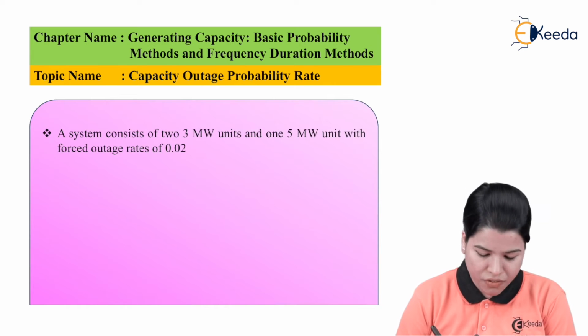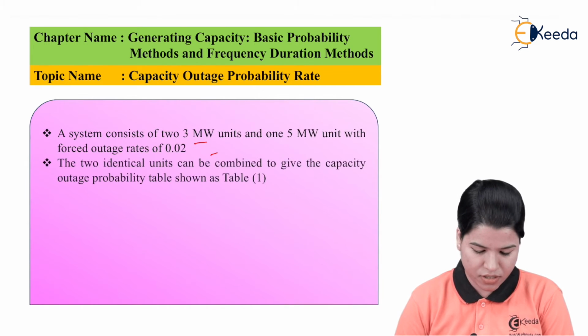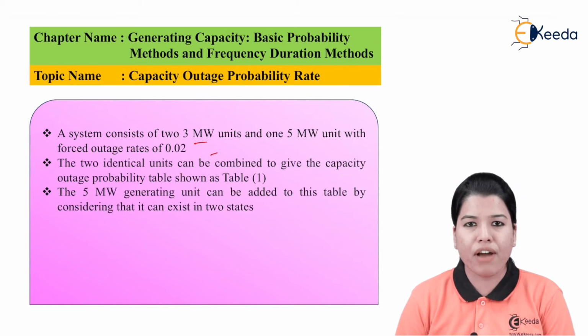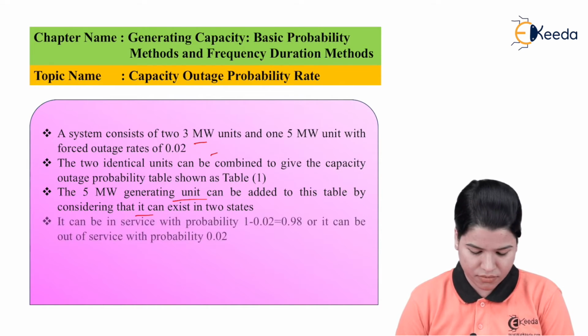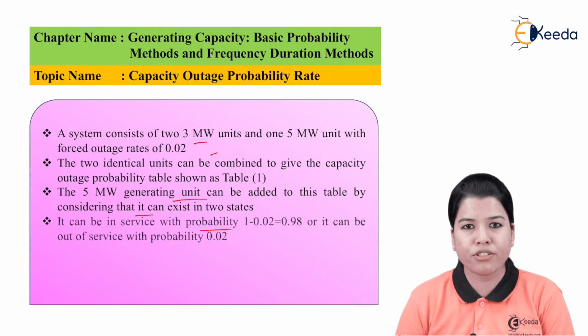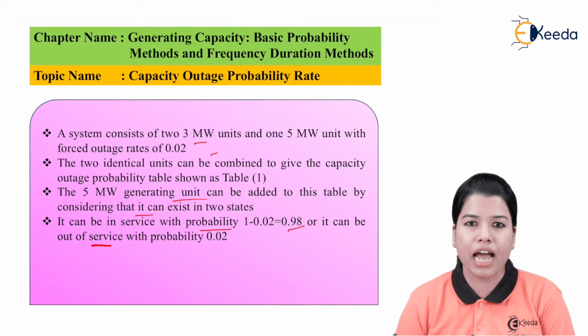Now a system consists of two 3 megawatt units and one 5 megawatt unit which has a forced outage rate of 0.02. So the two identical units are as shown in table 1. Now the 5 megawatt generating unit can be added to this table by considering that it can exist in two states. It can be in service with the probability of 1 minus 0.02, that is 0.98, or it can be out of service with the probability of 0.02. So here two conditions can be considered, in service and out of service.